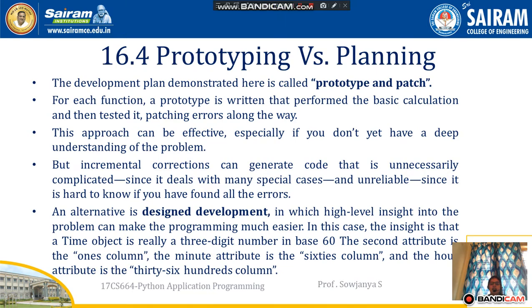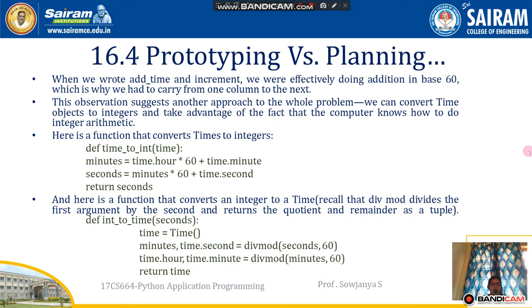Okay, in this case the insight is that when you consider the time example, a time object is really a 3-digit number in base 60. The second attribute is the ones column, the minute attribute is the 60s column, and the hour attribute is the 3600s column. If you define it in the same way, then it will be easier to execute any particular program. That is called prototyping.